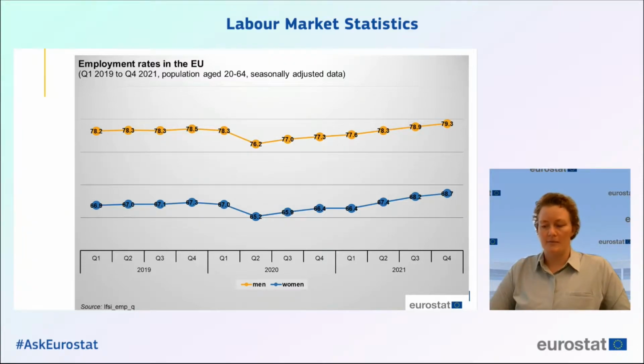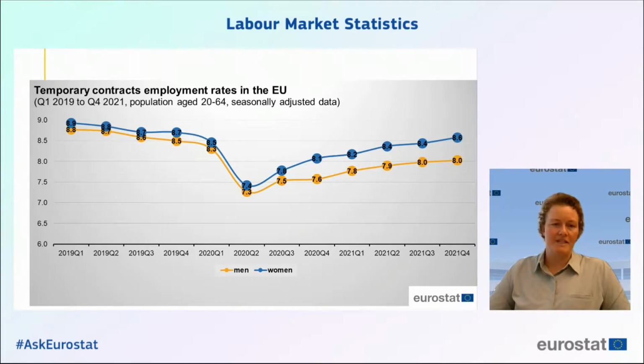They both dropped by approximately the same effect, 2.1 percentage points for men, 1.8 percentage points for women from the first quarter of 2020 to the second quarter of 2020, and then both recovered more or less in parallel. So this is, of course, a rather broad measure of labor market success, let's say, and conditions. So in the next slide, we're looking at one dimension of job quality, specifically the temporary contracts employment rate.